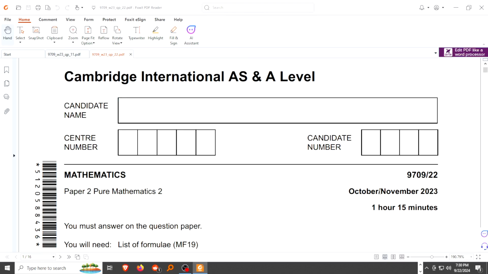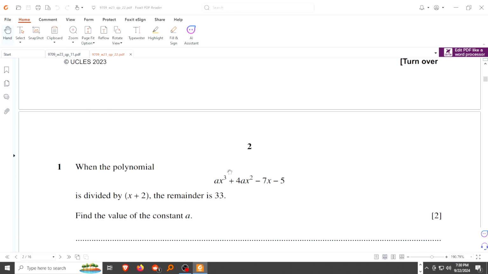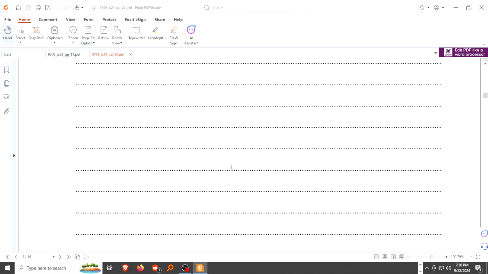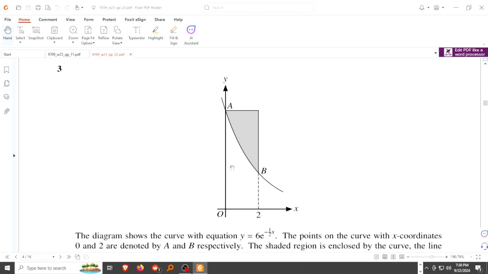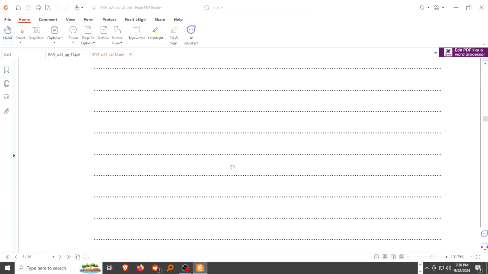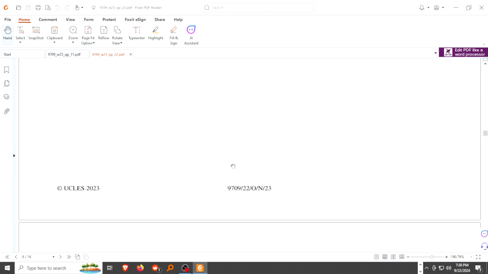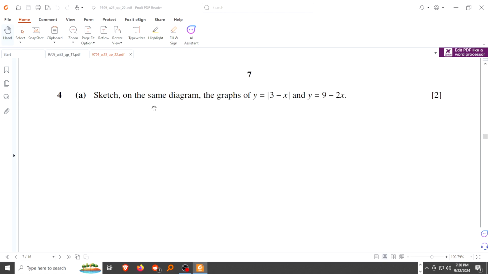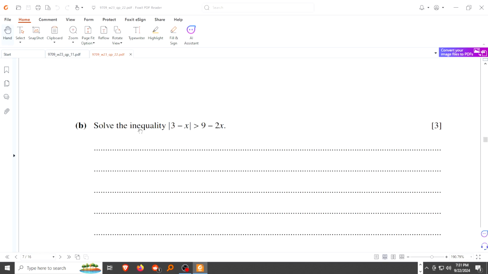It was taken in October/November 2023. Our question of interest is question 4, which deals with inequalities. And the question reads, question 4, part A: sketch on the same diagram the graphs of y equals modulus of 3 minus x and y equals 9 minus 2x. That's 2 marks. Part B: solve the inequality modulus of 3 minus x is greater than 9 minus 2x.